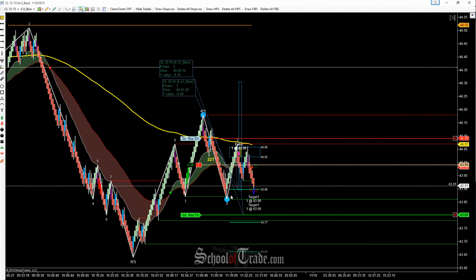All right, seeing the sellers push down, we get our first target filled. Now, because it's such a small first target, you do have a couple different options.